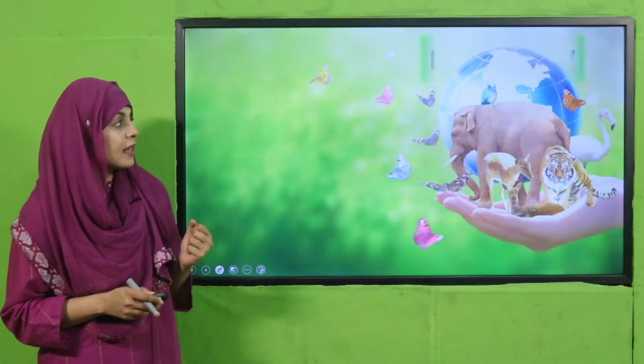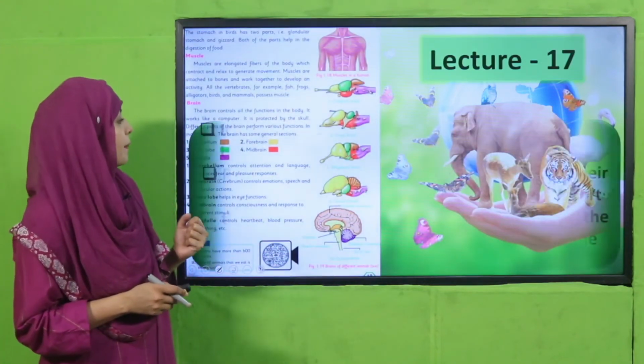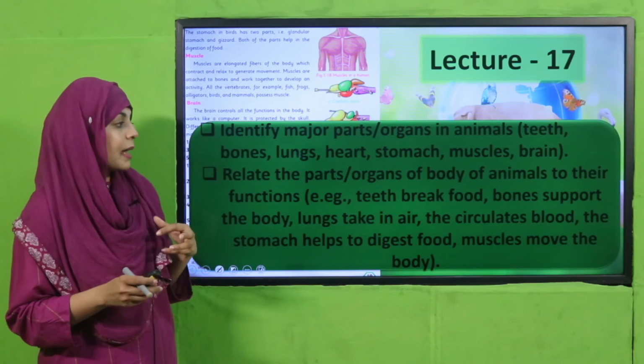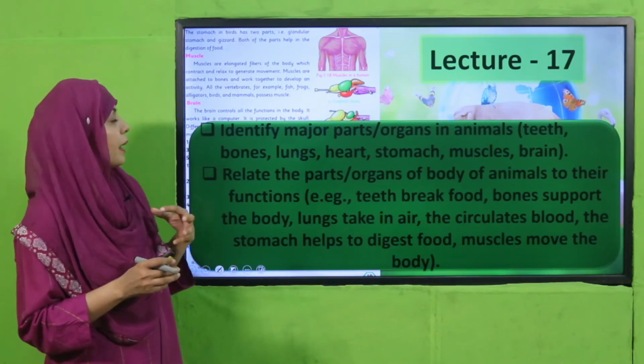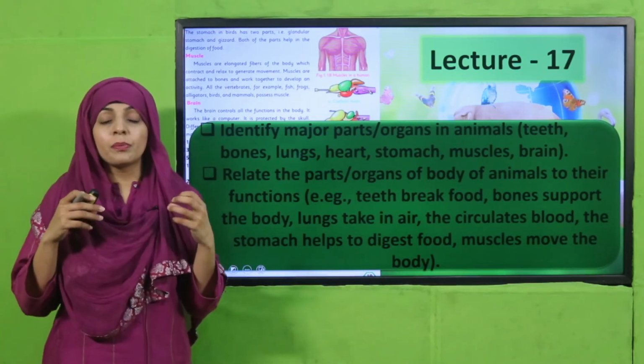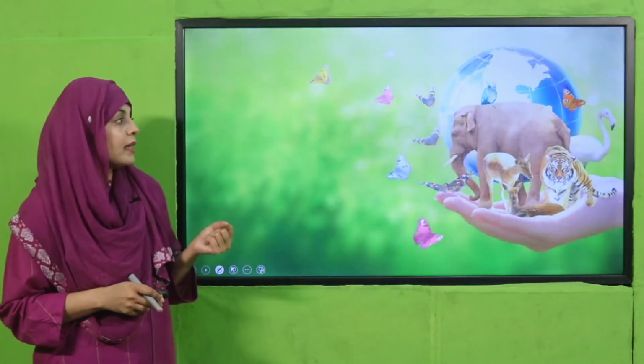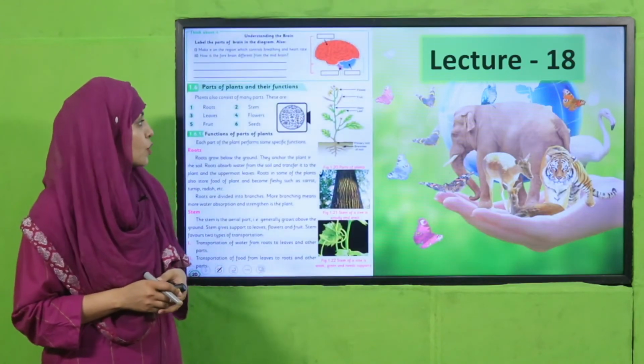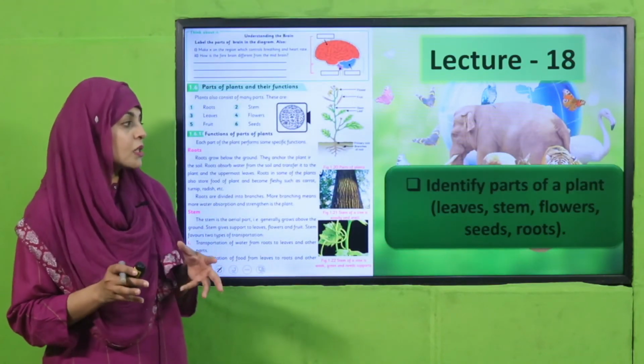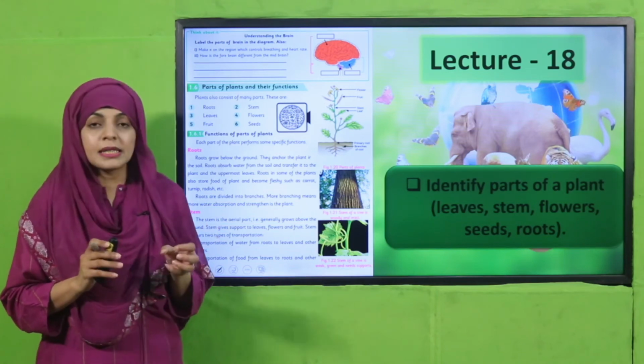So my dear students, in lecture number 17, the students will be able to discuss this time about the muscles and how they help in digestion, and about the brain and its function. So my dear students, in lecture number 18, the students will be able to identify the parts of plant like leaves, stem, flowers, seeds and roots.